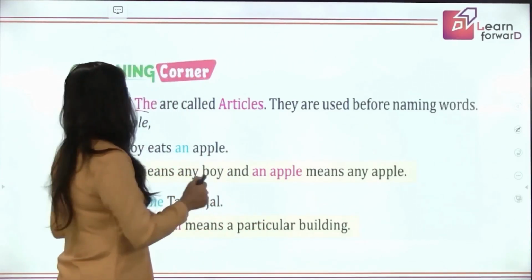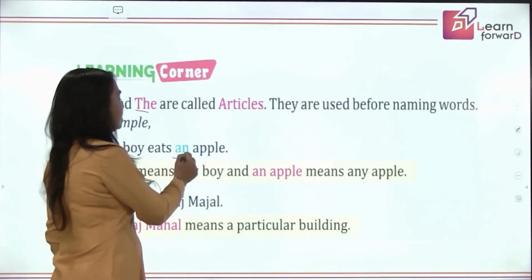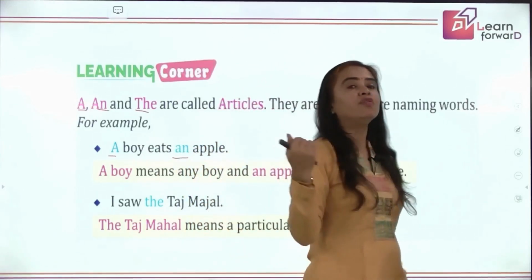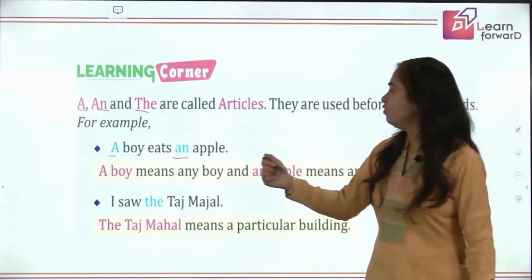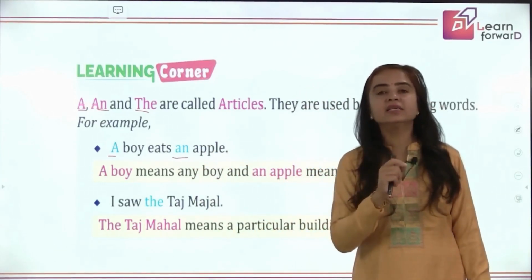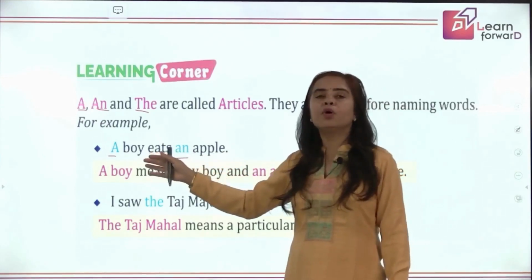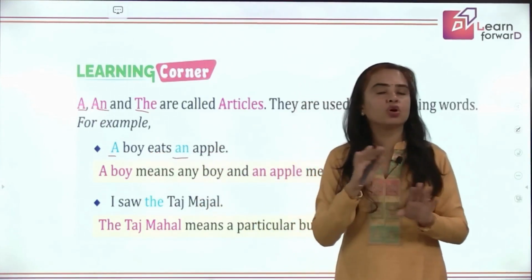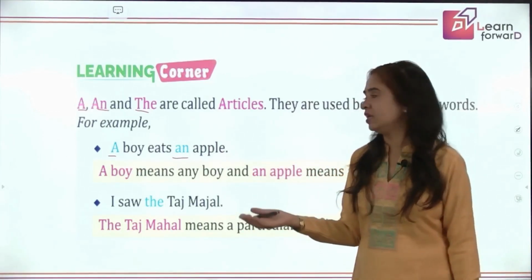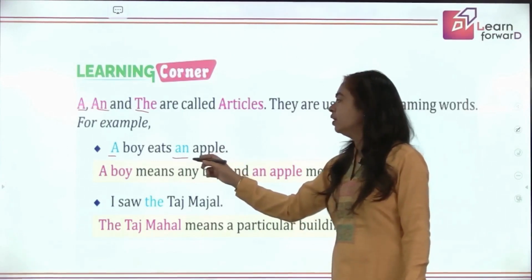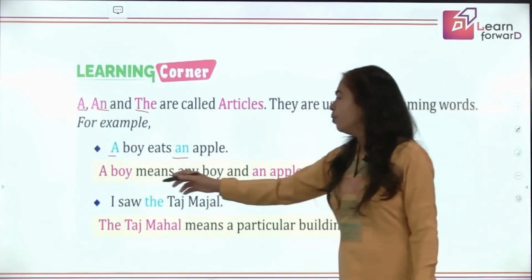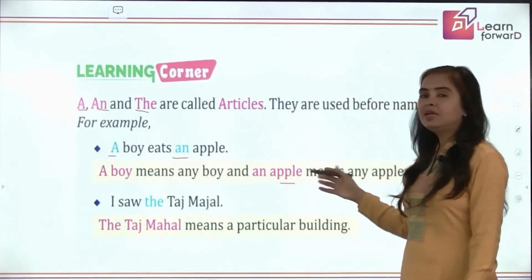We have some examples here. A boy eats an apple. Now, when we are saying a boy, the first thing to know is we are talking about one boy. When we are saying an apple, we are talking about one apple. And another thing to note here is a boy means it can be any boy. I am not talking about any particular boy. A boy means any one boy, could be any, right? So it is not identified. And similarly, an apple is one apple. It can be any apple. A boy means any boy and an apple means any apple.